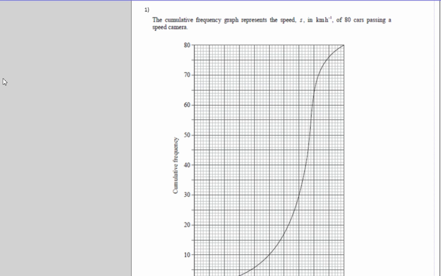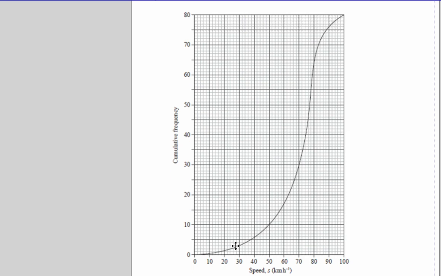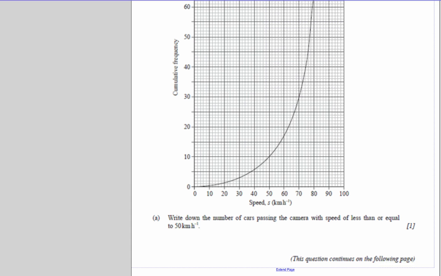So notice on the cumulative frequency graph, they kind of form these little S-curves. We've got speed on the bottom in kilometers per hour, and we've got the cumulative frequency, like the running total along here. So question A, write down the number of cars passing the camera with a speed less than or equal to 50 kilometers per hour. So the number of cars comes from here, and the speed's down here. And what is the speed that they want us? They say less than or equal to 50 kilometers per hour.